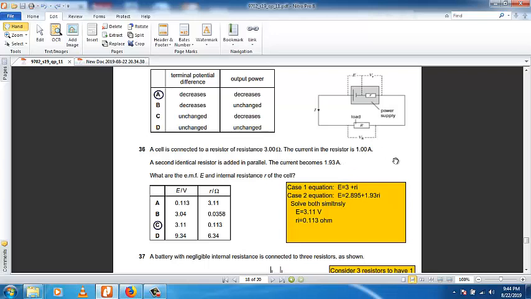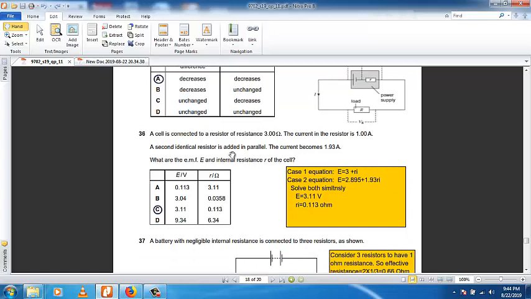Make a cell, an internal resistance resistor and another resistor, and set up the equation for this line. It will become E equals, applying simple Ohm's law, 3 plus Ri. Okay, so it's 1 ampere.